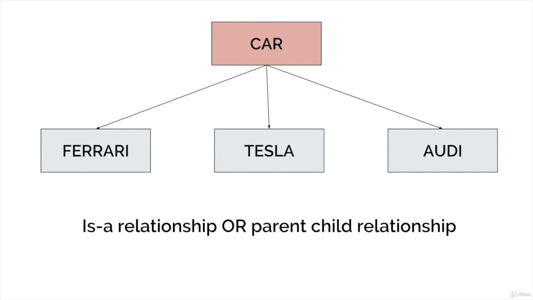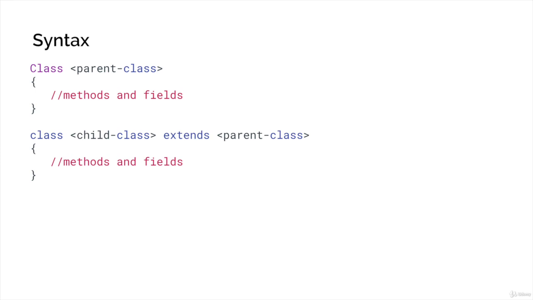Now this is an example of a scenario in the real world. If you have to represent this relationship between Ferrari, Tesla, Audi, and car, we have to represent it in this way. So this is the syntax of representing inheritance in the world of Java. We can define class over here.